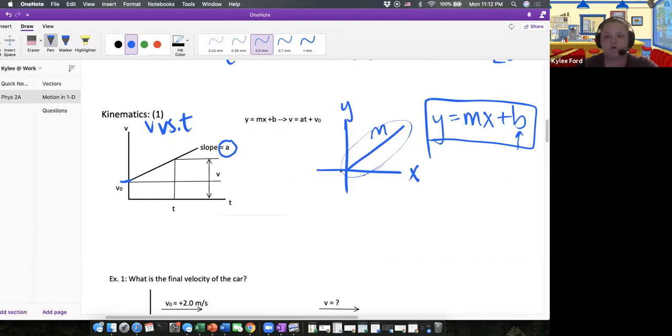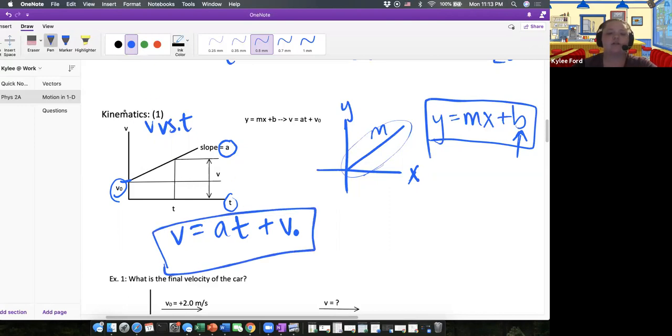So our y is now going to be v. Our slope, m, is now going to be a. Our x, on our x-axis, is now t. And our y-intercept, b, is now going to be our v naught here. Okay, so here we have just derived our first kinematic equation. So this is going to be number 1.